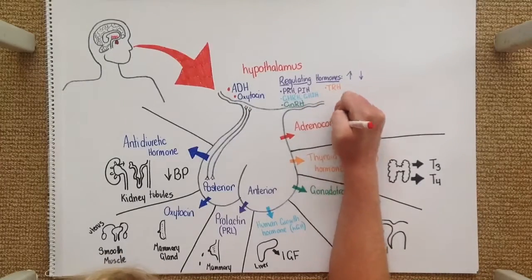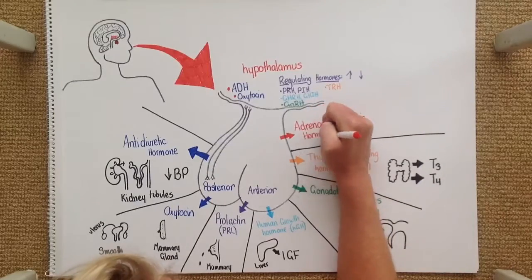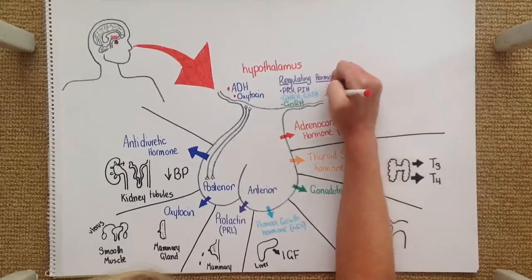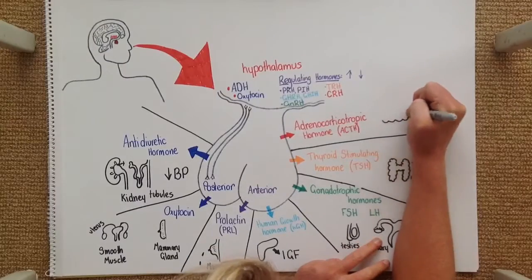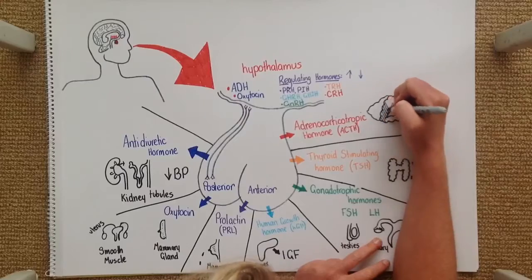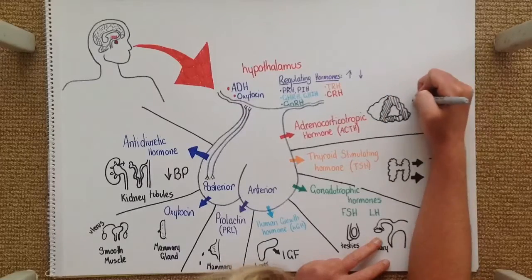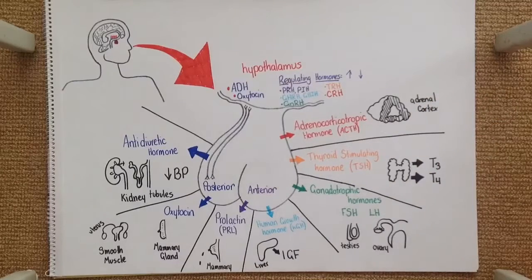Finally, the anterior pituitary also secretes adrenocorticotropic hormone, regulated by corticotropin-releasing hormone originating from the hypothalamus. This targets the adrenal cortex to secrete glucocorticoids. The most abundant glucocorticoid is cortisol, which assists in stress response.